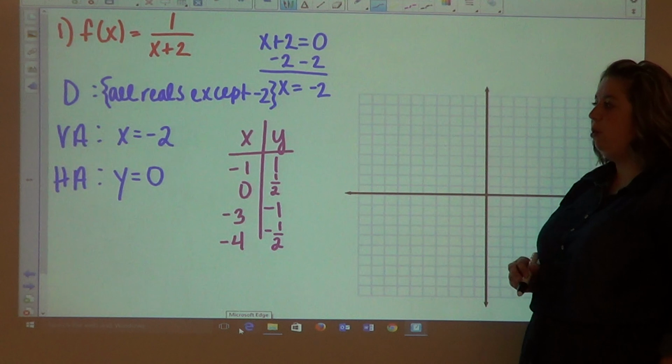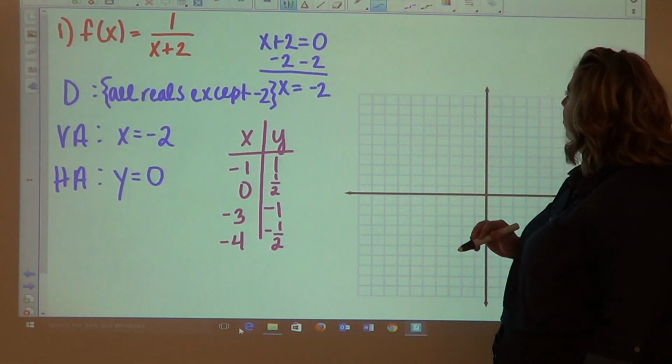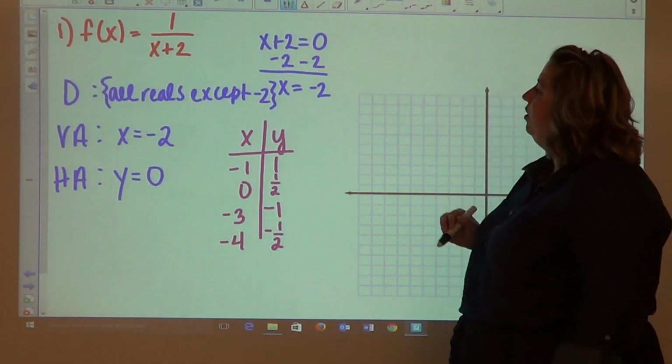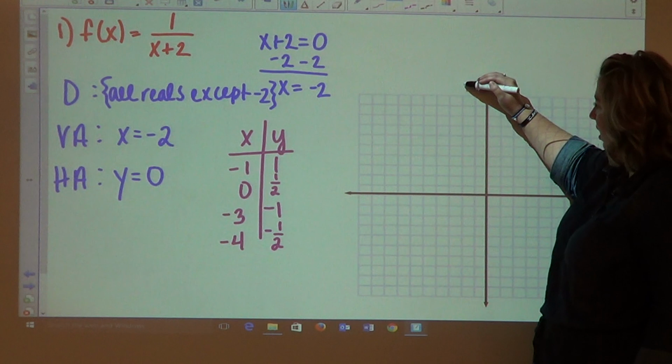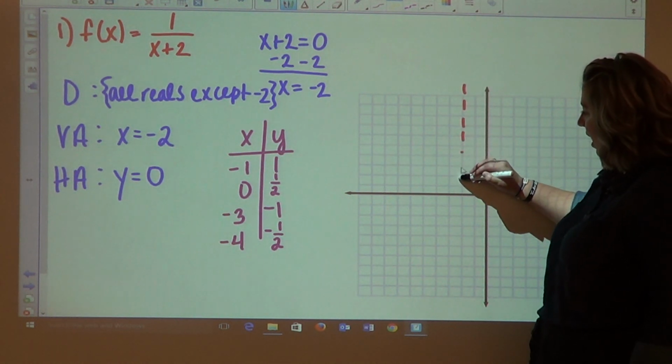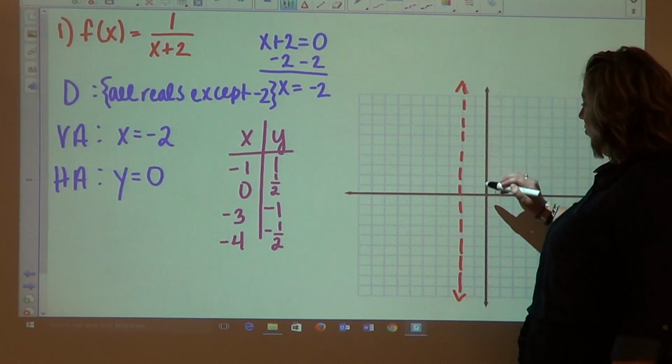Now graphing. Your asymptotes, I want you to make dashed lines. When I'm graphing, I'll just do everything in different colors, so let's do it in red. My vertical and my horizontal, whatever they are, I'm going to make them dashed lines. So my vertical is at x equals negative 2, and my horizontal is y equals 0.